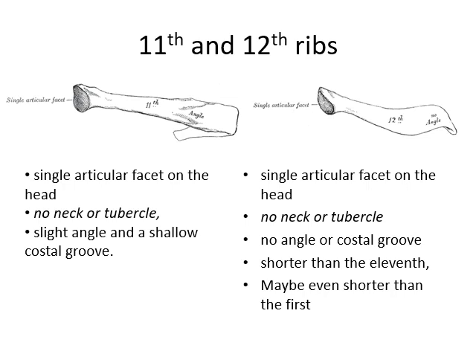Then the 12th one is mostly like a small piece of bone. It does not have a neck or a tubercle. There is no angle, and you cannot see a costal groove. The 12th rib is shorter than the 11th and maybe even shorter than the first rib. So sometimes the first rib is the smallest one, otherwise it is the 12th rib which will be the smallest. It's just a piece of bone.